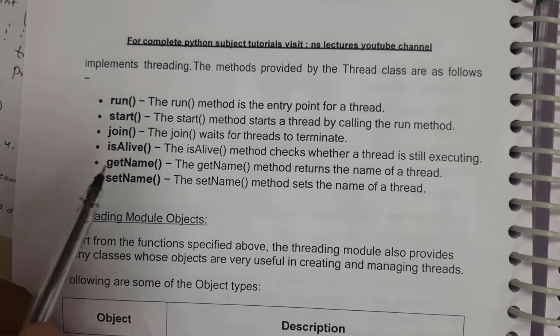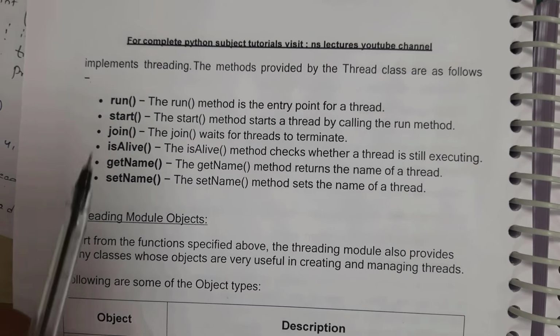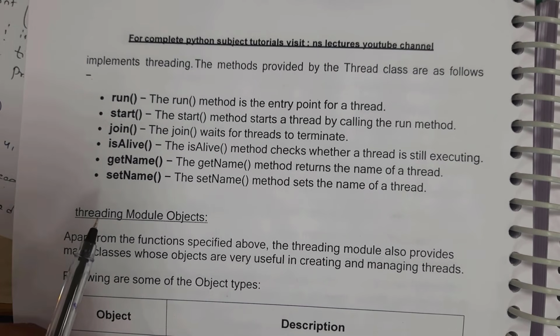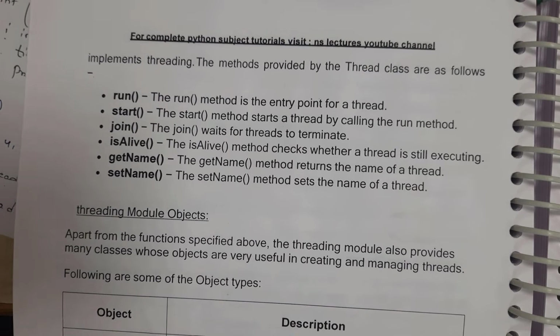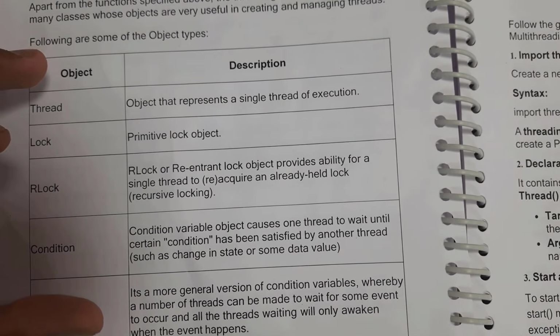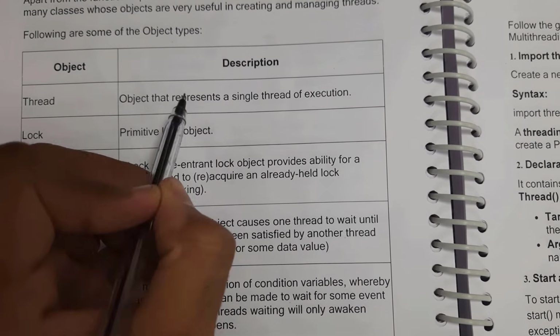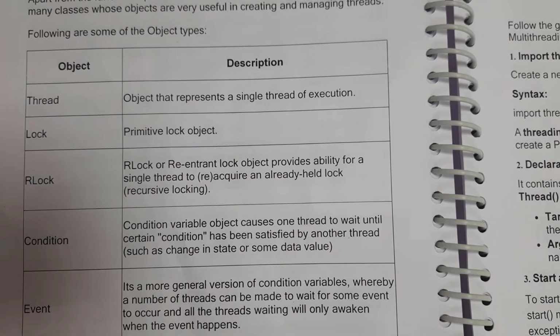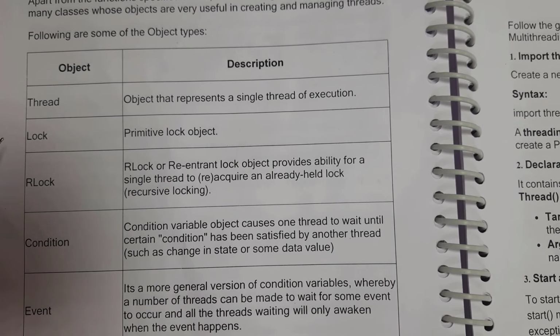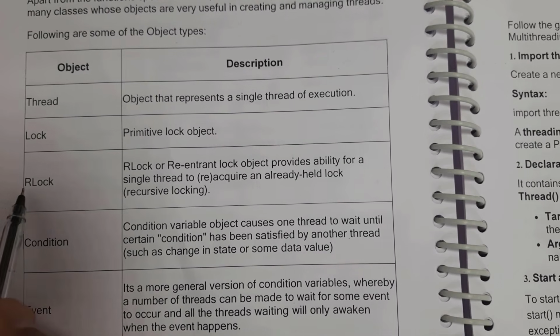And next one is getName method. getName method is used to return name of a thread, and whereas setName method is used to set name of a thread. These are various methods in thread class. These are some of the objects in threading module. First one is thread. This is definition of thread: object that represents a single thread of execution. And next one is lock. Lock is nothing but primitive lock object, and rlock is nothing but reentrant lock object, where R stands for reentrant lock.